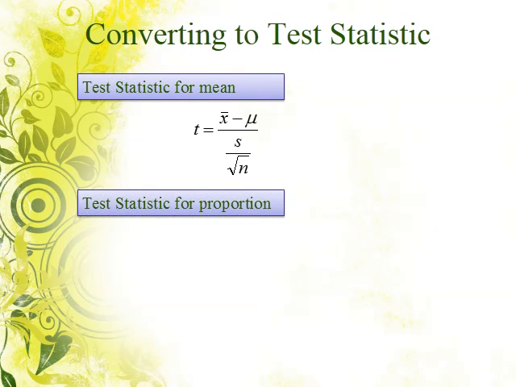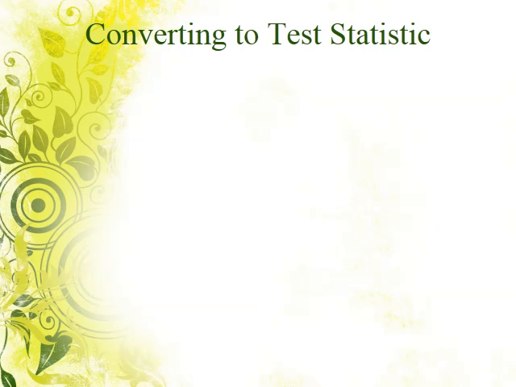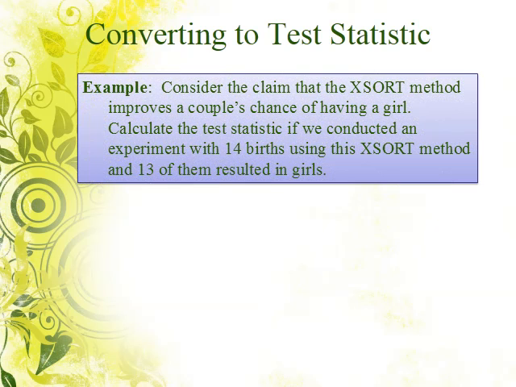When we're testing a claim about a proportion, consider the claim that the XSORT method improves a couple's chance of having a girl. Calculate the test statistic if we conducted an experiment with 14 births using this XSORT method and 13 of them resulted in girls. So first of all, let's consider the claim. The XSORT method improves a couple's chance of having a girl.